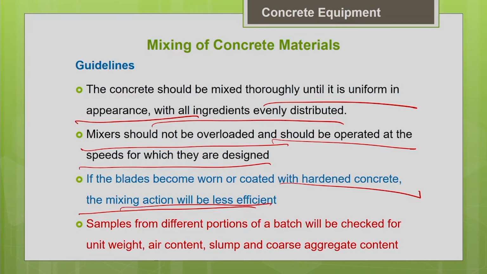Once the concrete is made, you have to take samples from different portions of the batch and check for uniformity. For that also the codes give you the guidelines. You take the samples and check for the fresh density, air content, slump, and coarse aggregate content. You do the sieve analysis and check the coarse aggregate content. The difference between these samples should not be more than what is permissible. That limitation is given in the codal guidelines. You have to check for that to ensure the homogeneous mix.